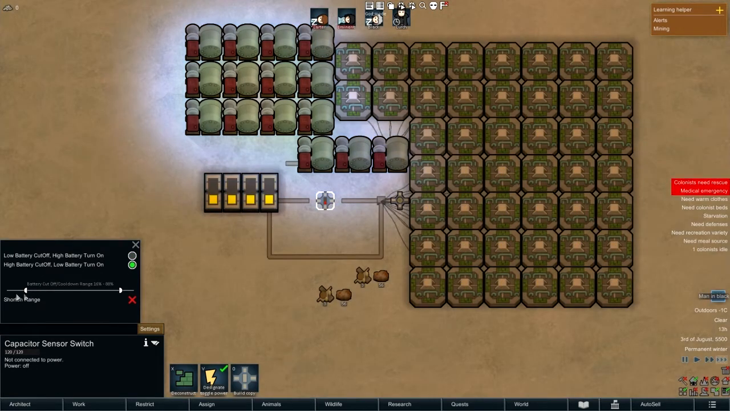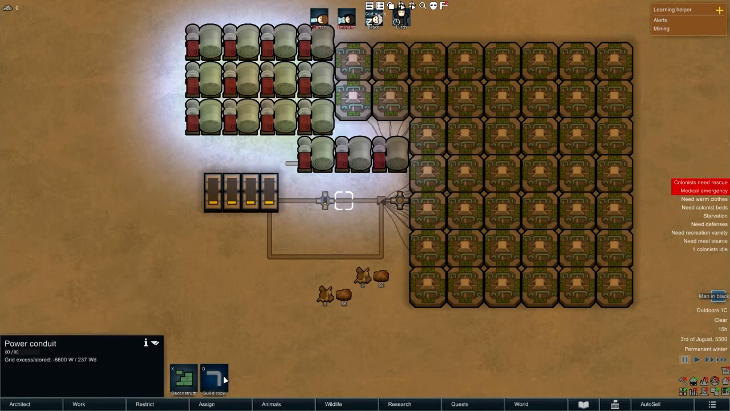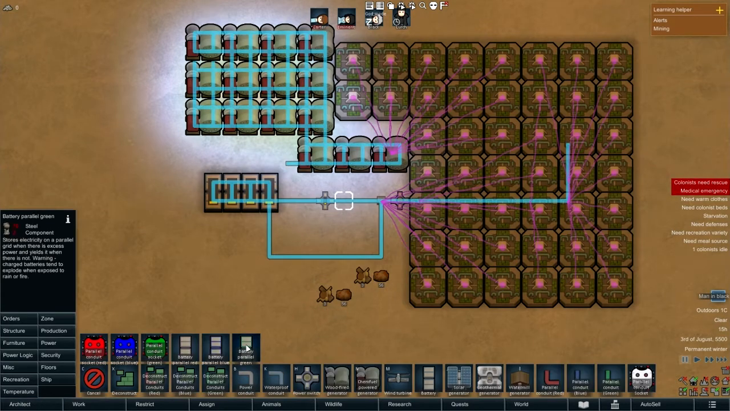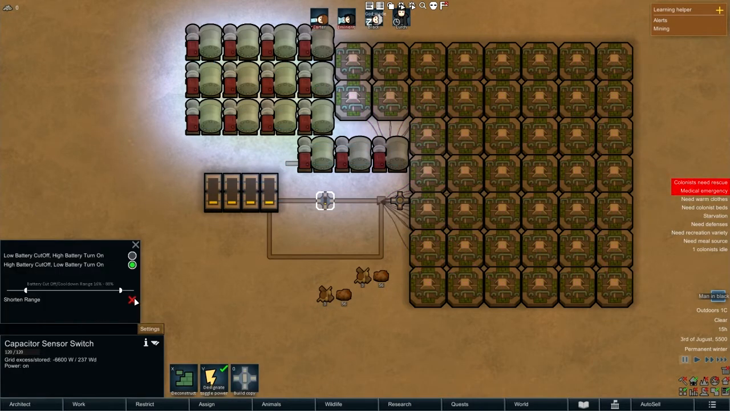The second mode, high cutoff low turn on, is the opposite. This turns the switch off when it gets to the upper range and back on again when it gets to the lower range. By default, the cap switch will check for all batteries connected to adjacent conduits. But you can also restrict the switch to only check batteries within a certain range along the adjacent conduits by turning on shorten range, which can itself also have its range adjusted.